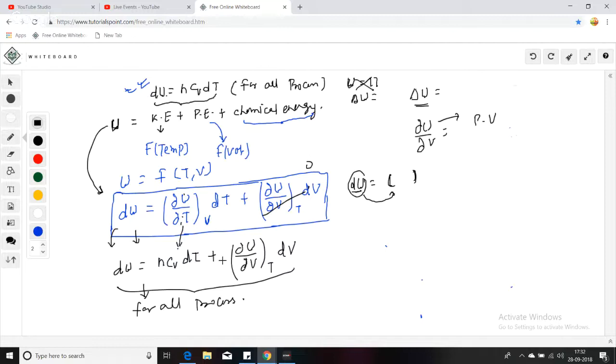Okay. Now, one thing you see, ∂U by ∂V: U is an energy, right? And pressure times volume, P into V, is also an energy. So this we can substitute here, and the volume will get cancelled. We'll get the unit of pressure over here. Since this is related to internal energy, we call it internal pressure. Try to keep this term in mind. ∂U by ∂V has the unit of pressure, and we call it internal pressure.